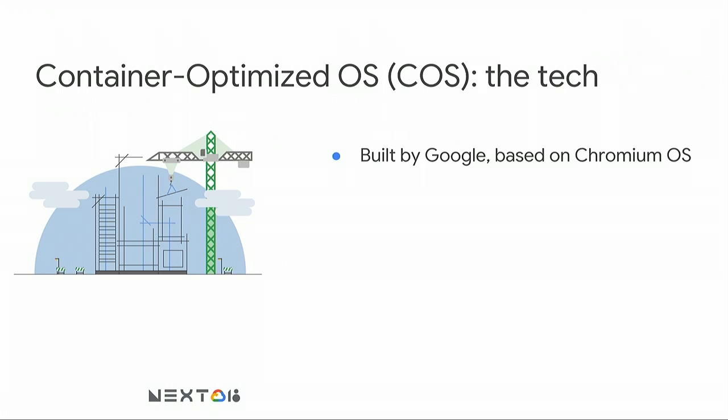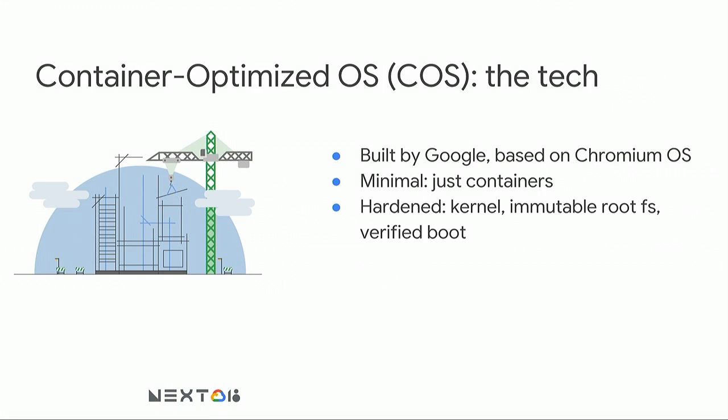This is an OS that's built by Google. It's based on Chromium OS. It's a really minimal OS. It's really just enough OS to run containers and not much else. And that's good because less code means less vulnerabilities, less attack surface, less maintenance burden, less patching, and all of that stuff is good.